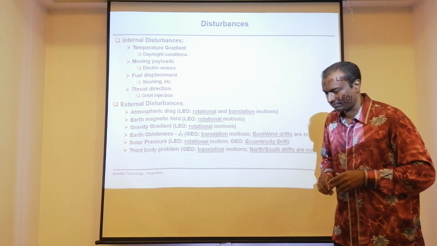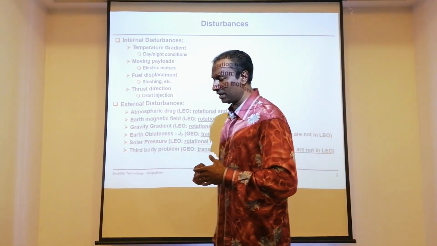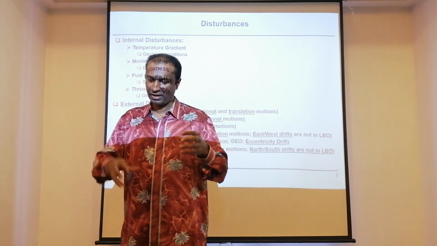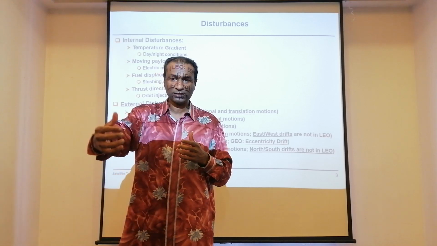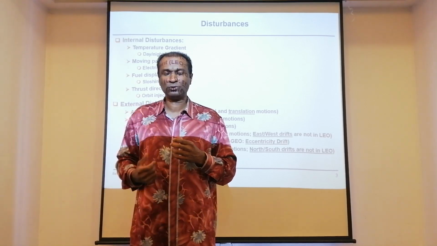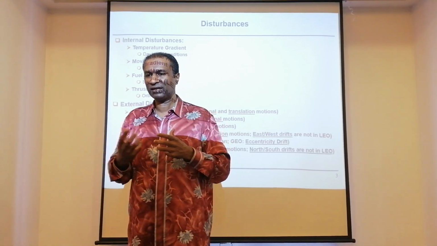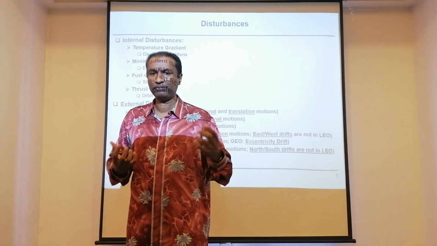Third body. Another problem that we have, of course, is the satellite and planet Earth. Don't forget, we have a third body. A third body could be the Moon, and it could also be the Sun. So there is always an interaction, a gravitational interaction, between all these bodies.